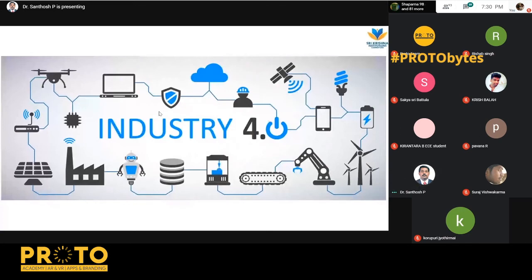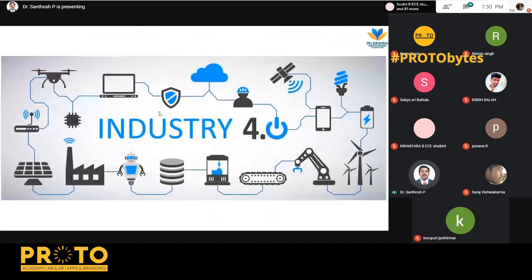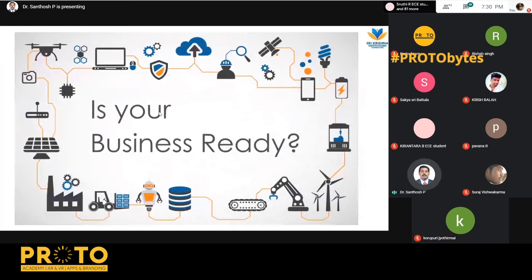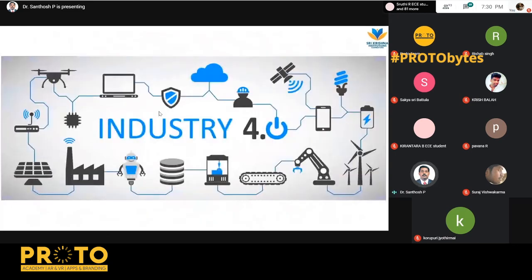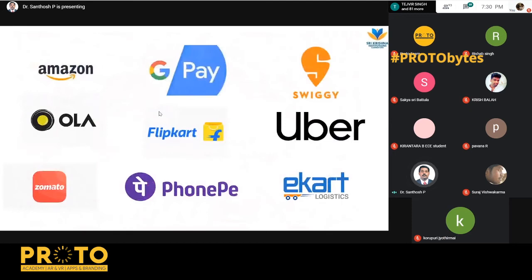Fine. So, is your business ready? I'll just come back to this because you may get confused. See the same slide? These two are very similar. If you see, those two are the same. Here it says Industry 4.0. Here it says, is your business ready? What is the relation between these two? You may get a question. Here it goes, this is the answer.